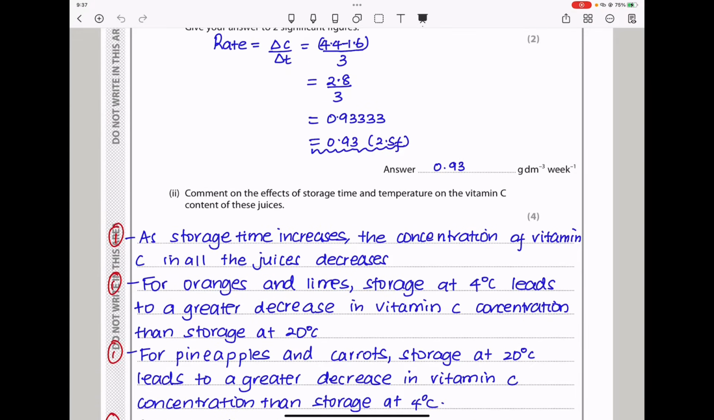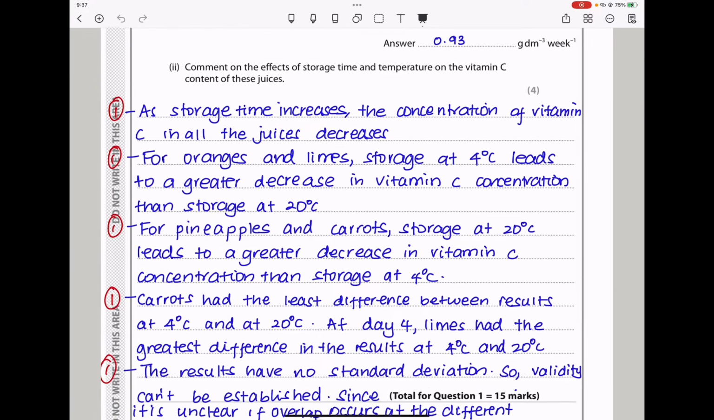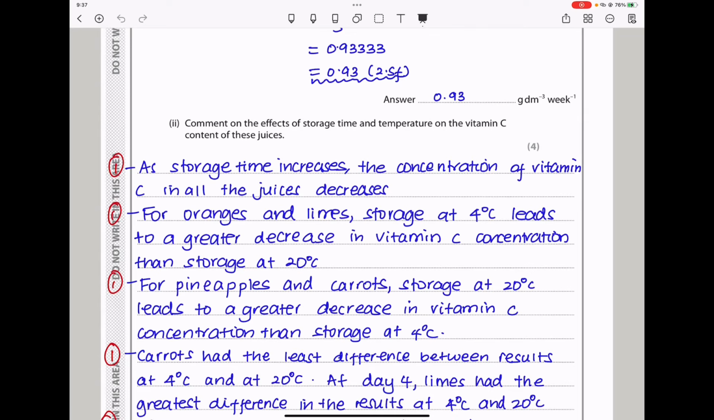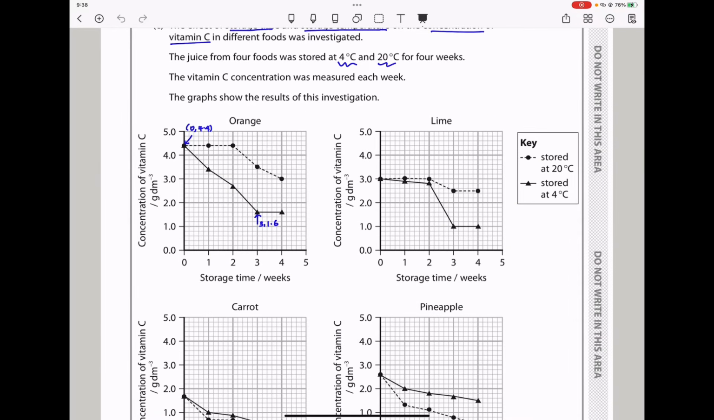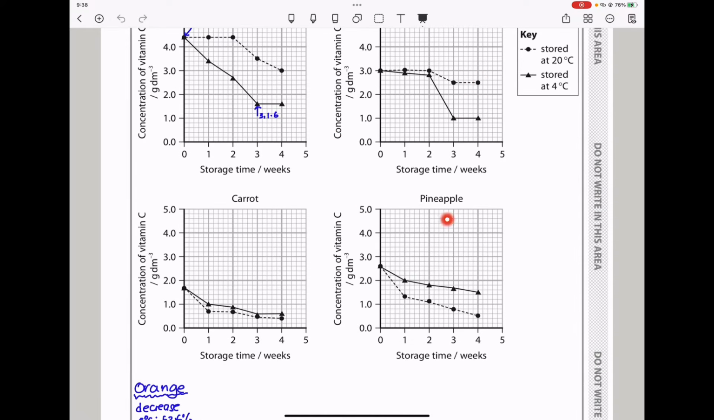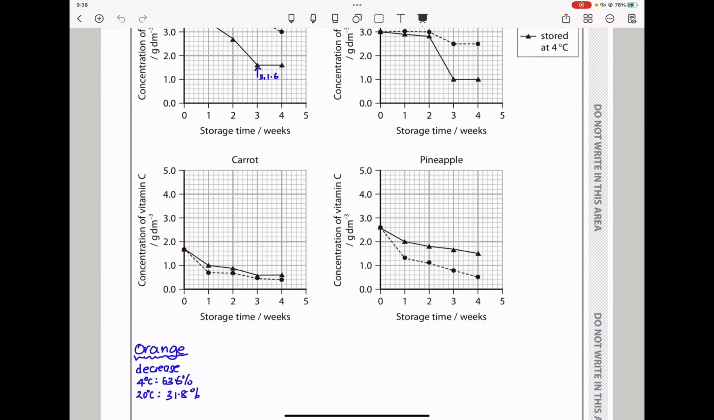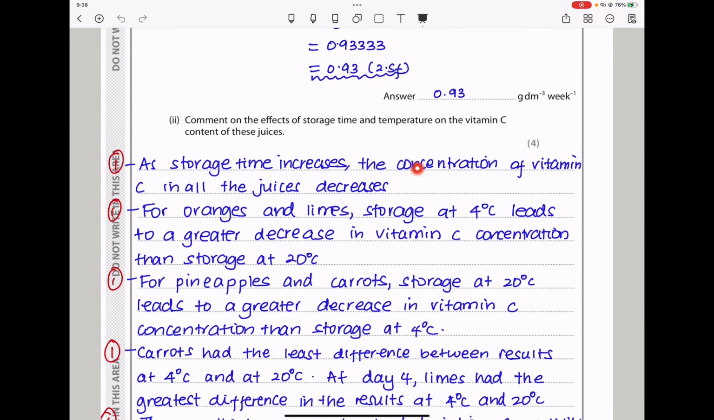Then they say comment on the effect of storage time and temperature on the vitamin C content of these juices. So this is a 4-mark question. I went all the way, and again, looking at the graphs, I said as storage time increases, the concentration of vitamin C of all the juices decreases. We can see they all decreased. And then here, there was greater decrease if stored at lower temperature. Here, there was greater decrease if stored at high temperature. So here I said, as storage time increases, the concentration of vitamin C in all the juices decreases. For oranges and limes, storage at 4 degrees Celsius leads to greater decrease in vitamin C concentration than storage at 20 degrees.